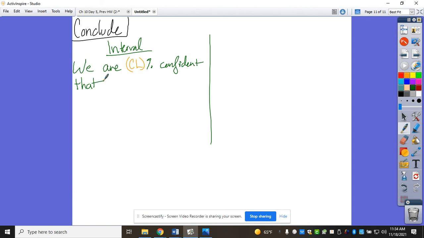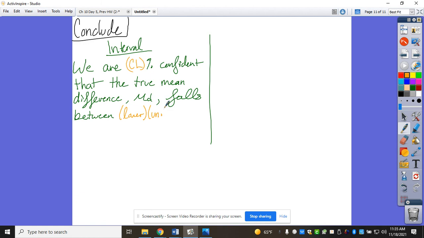So write it the same way we started, state that true mean difference, mu D, and then what? Falls between. Just like with the ones from the rest of chapter 10, you get to pick which one you write first, which might change your alternative. Same thing with this. If you choose which direction to subtract, your answers might be the opposite positive or negative of somebody else's. That's fine.